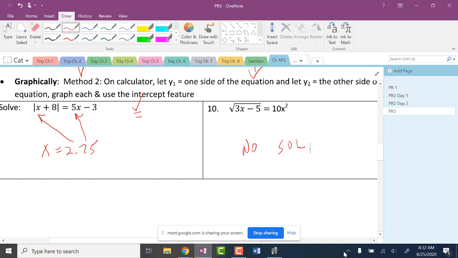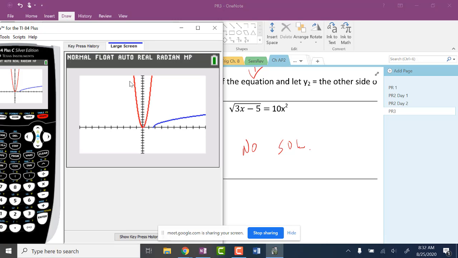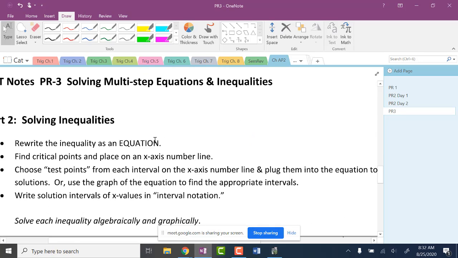And I know nothing else is happening with this graph because this is a parabola, because I know x squareds are parabolas, and square root functions do look like this. They have a starting point and then they just kind of rise forever this way. So that one was pretty easy. All right, any questions so far?